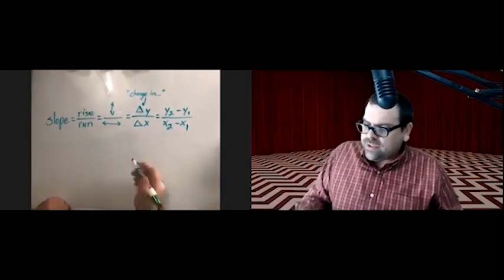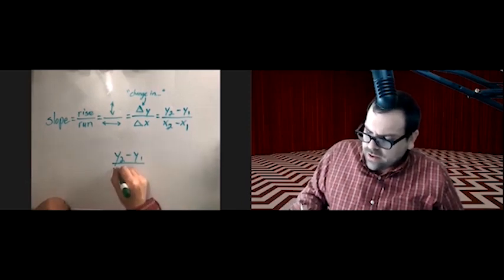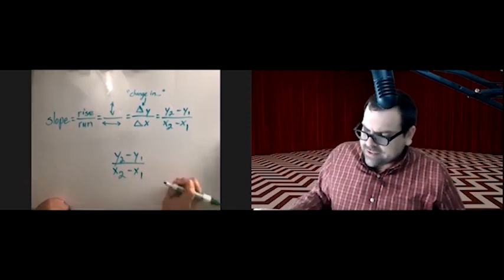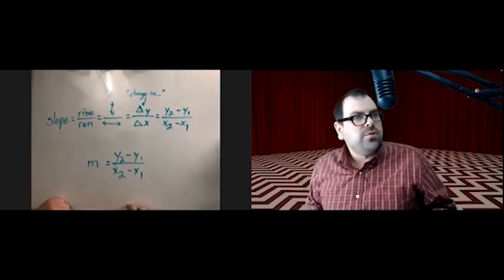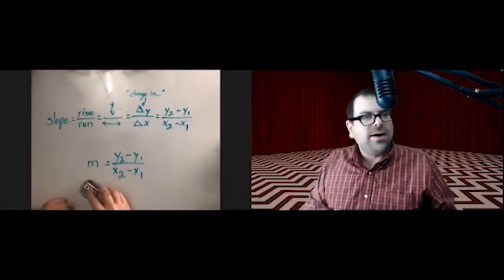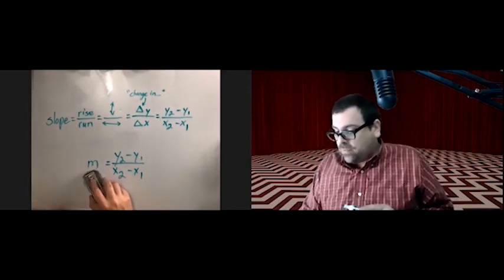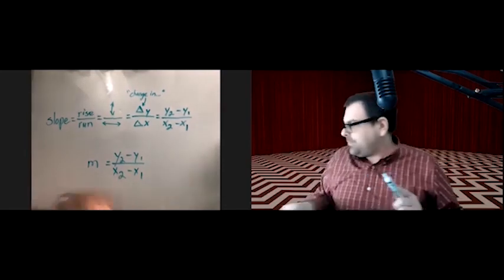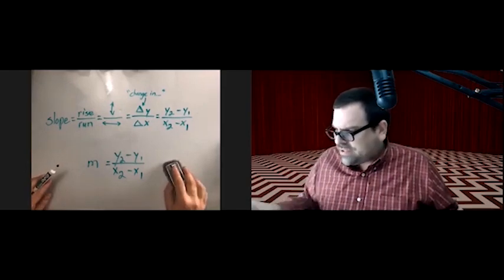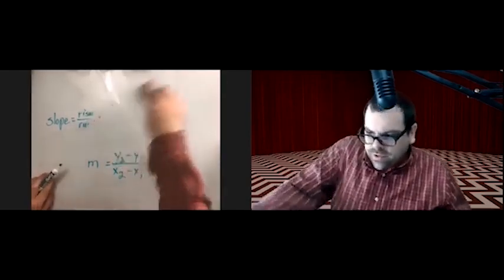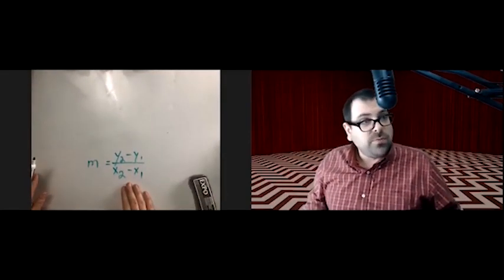So this is what we call the slope formula. y2 minus y1 over x2 minus x1. And slope in math generally uses the letter M. So when we see M, that's going to mean slope. So let's find the slope of some lines that pass through some particular points using our slope formula.